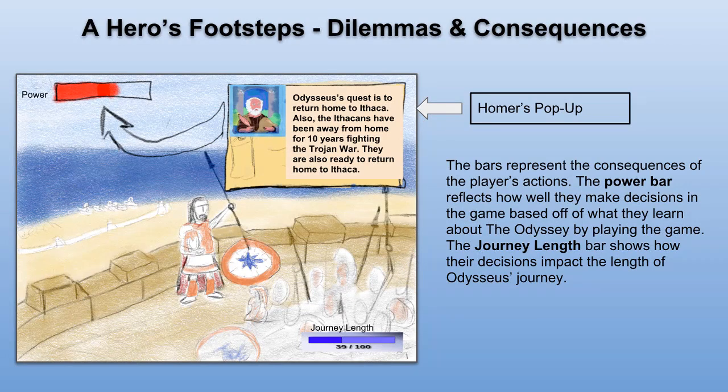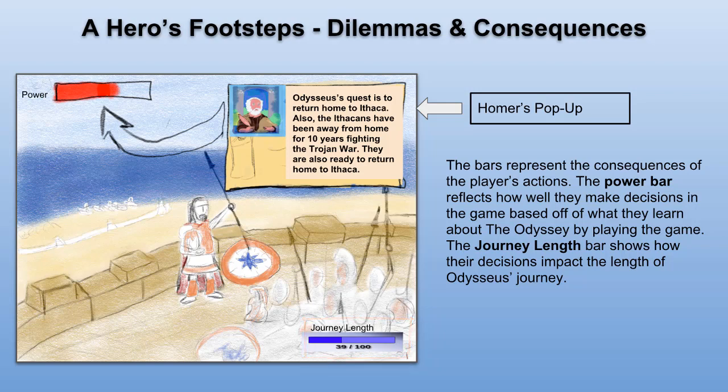Dilemmas lead to consequences. These play out in Odysseus' power bar and journey length indicator. The power bar represents Odysseus' will to get back home and how well the player's choices line up with the story and plot of the Odyssey. The length of journey bar represents how the player's choices impact the journey.